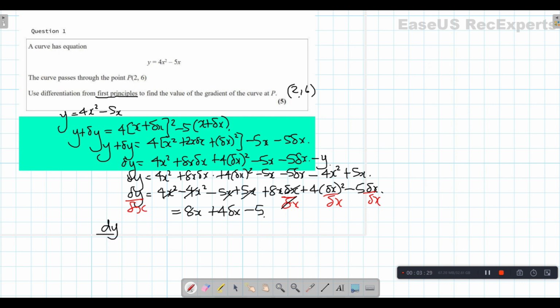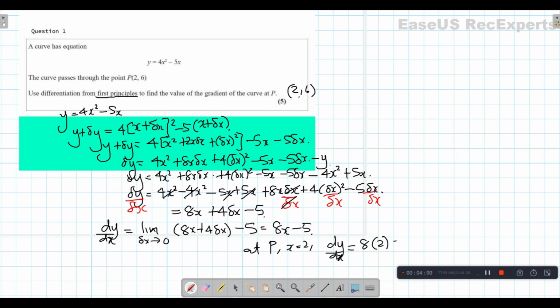Therefore, dy over dx equals, as the limit of delta x approaches 0, you have 8x plus 4 delta x minus 5 becoming 8x minus 5. Now at P, x equals 2, the gradient dy over dx equals 8 times 2 minus 5, which is 11.